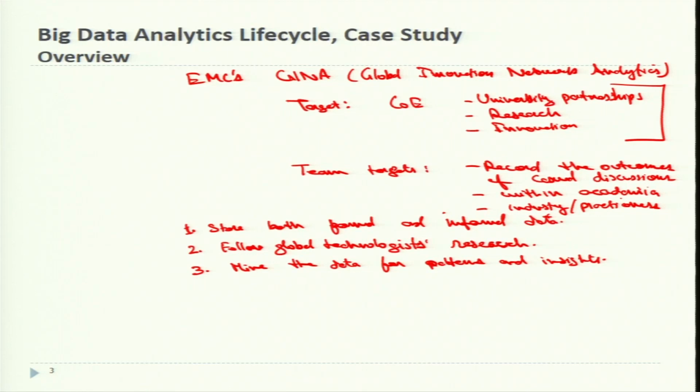The first phase of this was discovery. In the discovery phase, the GINA project team started identifying the data sources.